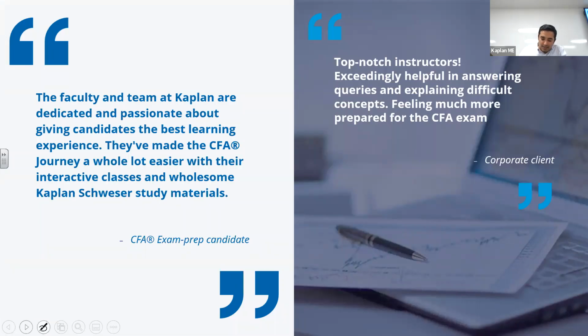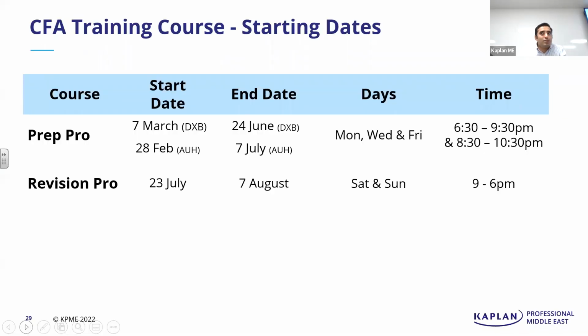Right. So about the course starting dates, how is it going to be? For your Prep Pro in Dubai, we are starting on 7th of March. In Abu Dhabi, it is 28th of Feb. So for you, what matters is 7th of March. This is the prep part, and it will go on till June.